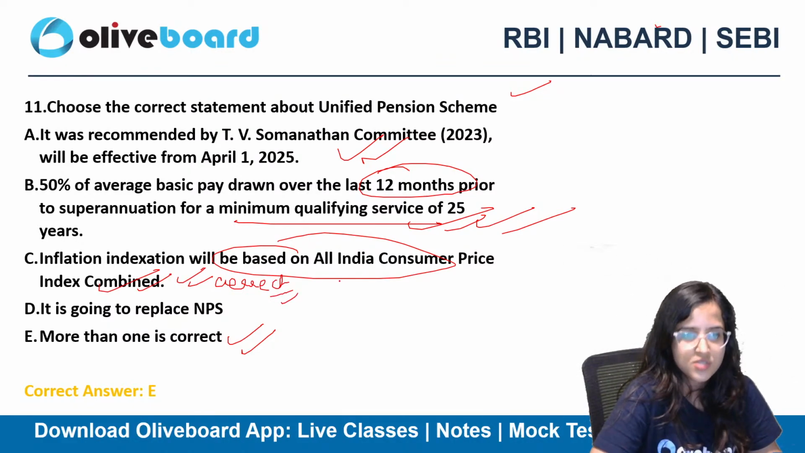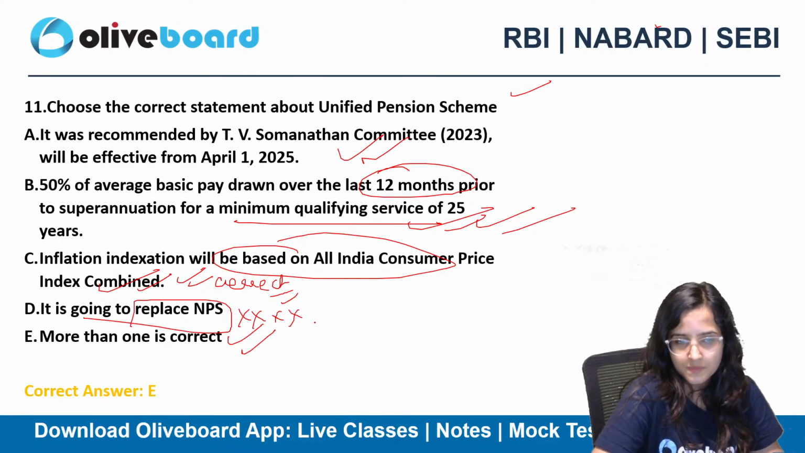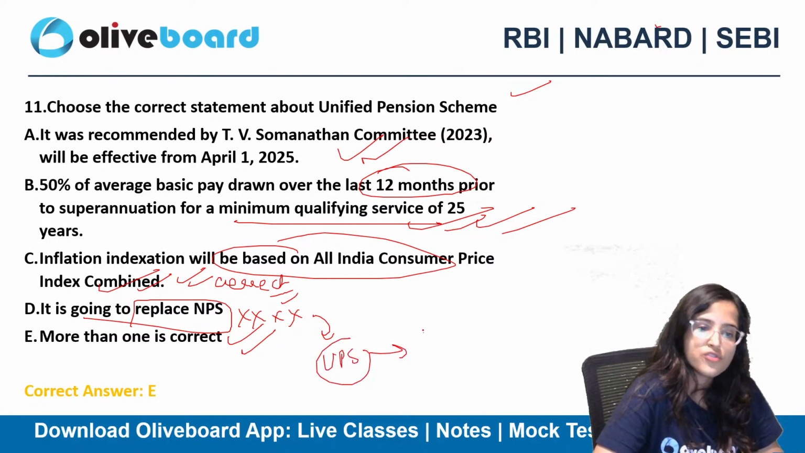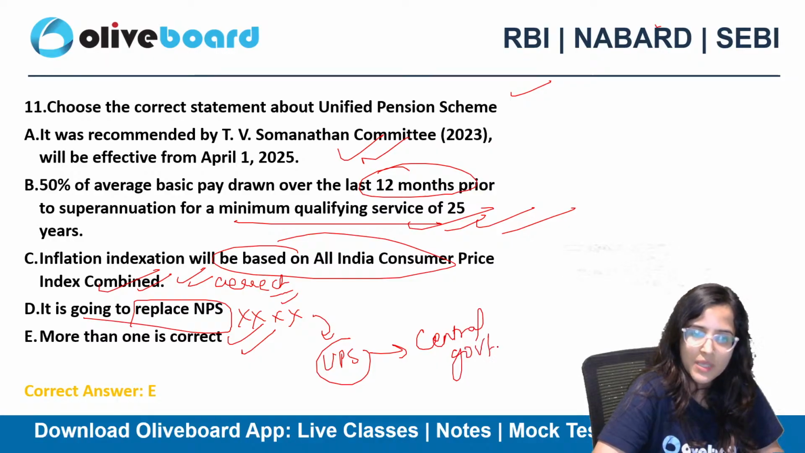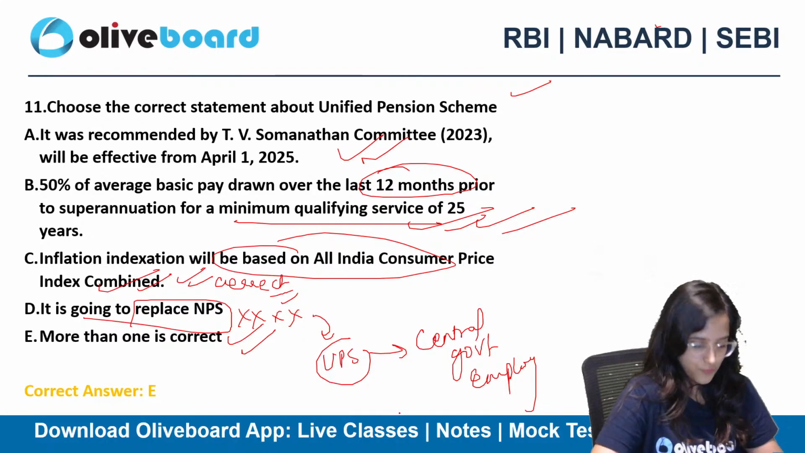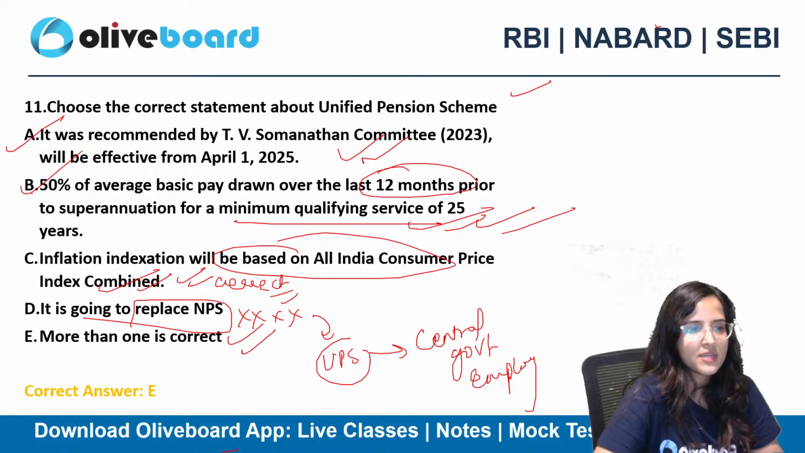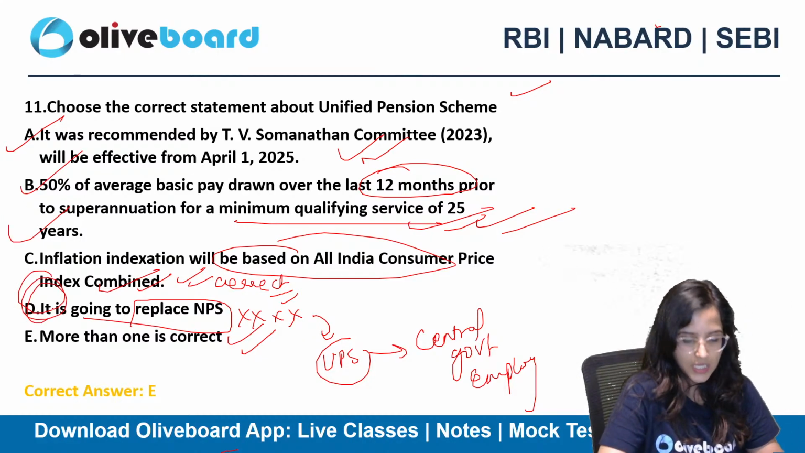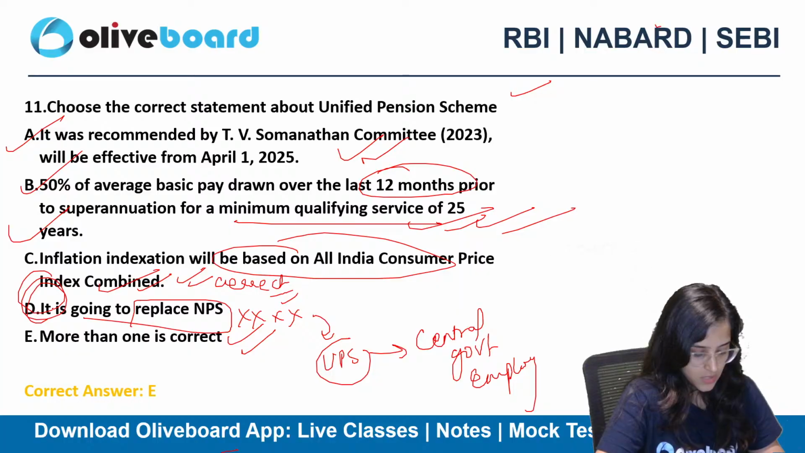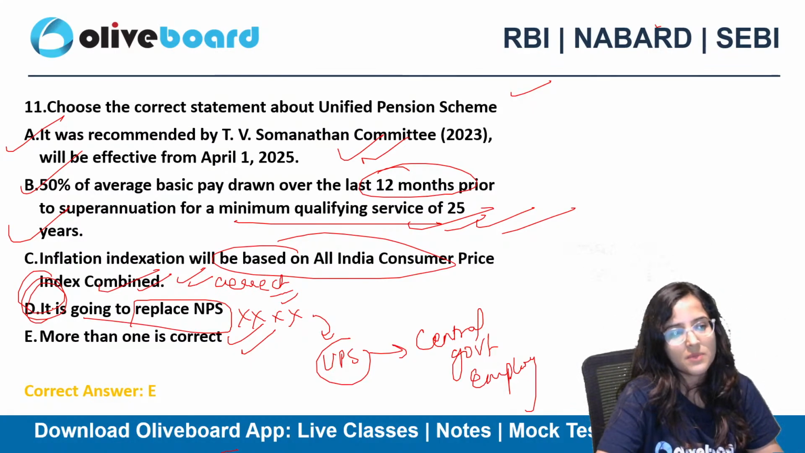Yes, it will be based on this. This is what is recommended. It is going to replace NPS? No, it is not going to replace NPS. UPS is only for the central government employees. This is what we saw. This is applicable only to the central government employees, not everyone. So that is why more than one is correct. A is correct, B is correct, C is correct, only D is incorrect. Okay? I hope there is no doubt in this case. I hope this is clear. Okay? A, B, C, 3 are correct.